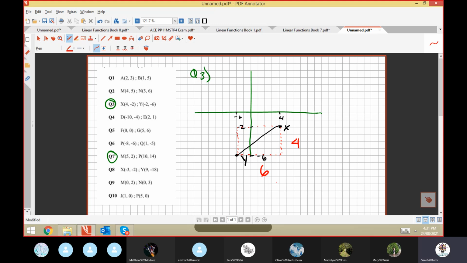Are you understanding that? Yeah. And then what's my gradient for this? 4/6. Is it positive or negative? It's sloped to the right. It's actually still positive. So you just simplify it.